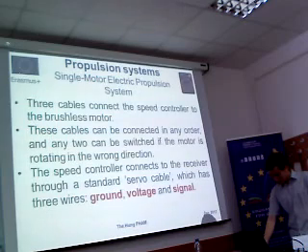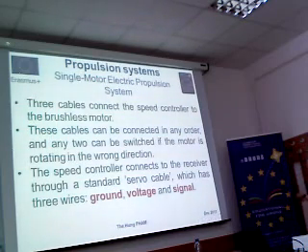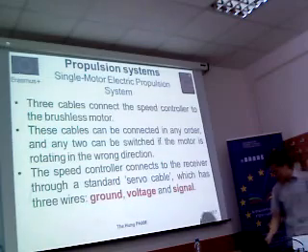And for the ESC, we have three wires: ground, voltage, and signal. So ground is 0 volt, voltage is maybe 3.3 or 5 volt, and signal is the PWM signal.